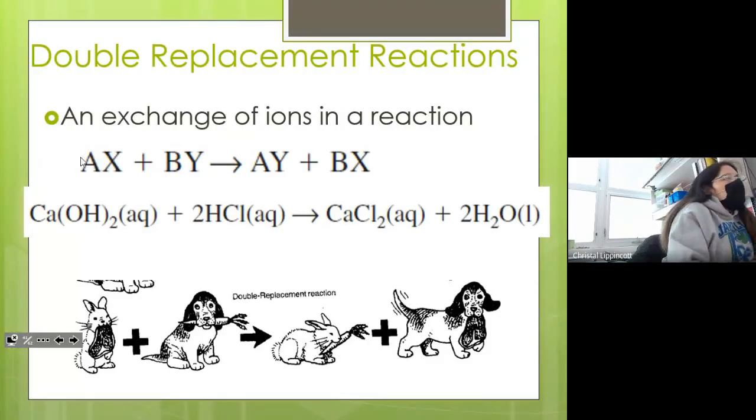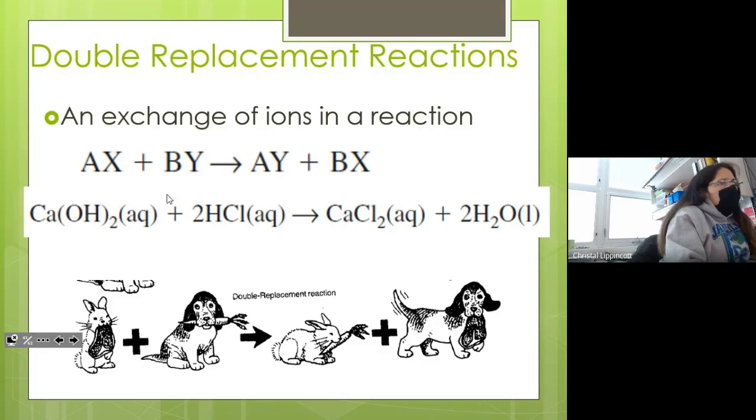All right. So double replacement reactions, we're going to exchange ions. And what you need to do is look and see, when you're doing these, what is your cation and what is your anion. And then here, cation, anion.